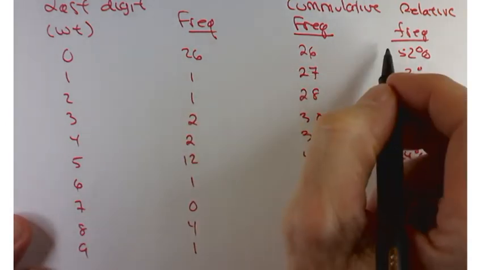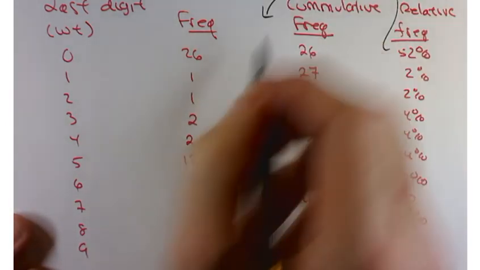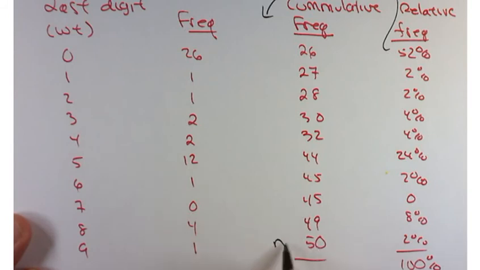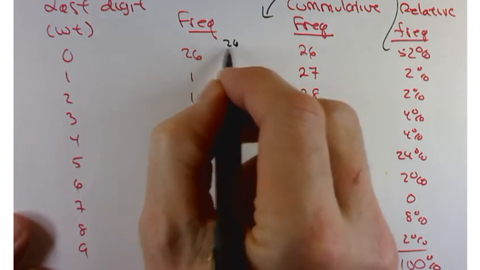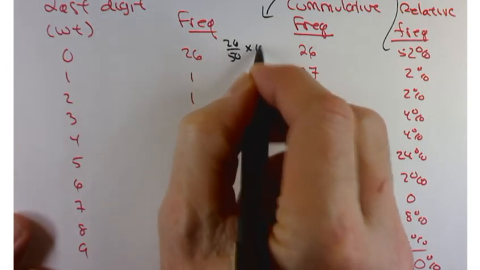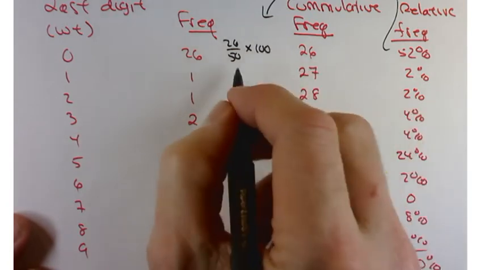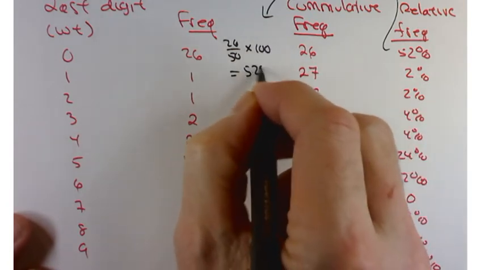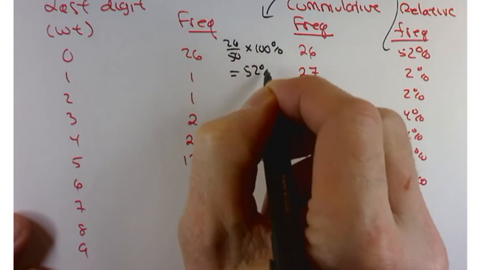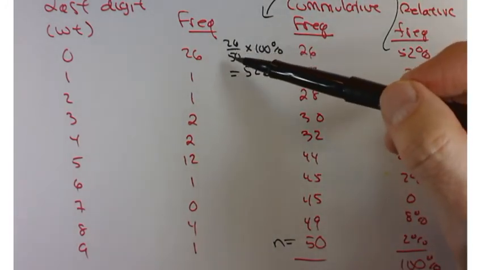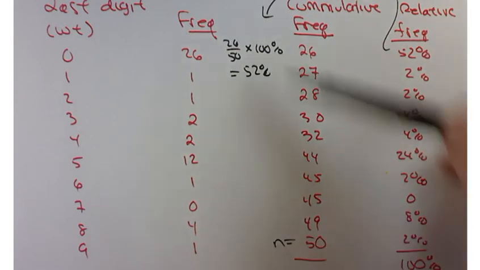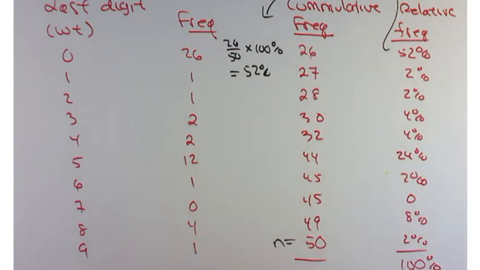Just to make sure I'm clear about where this number is coming from, you take the total, which is your 50, divide that into your frequency, so 26 divided by 50 times 100, that's what gives you your 52%. And you would have to do that for each one of these. You divide the frequency by the count, and then multiply by 100%.